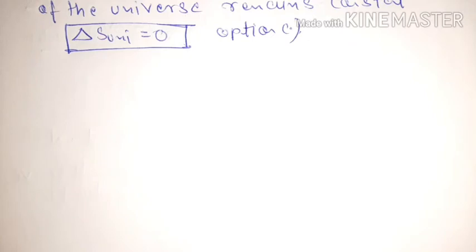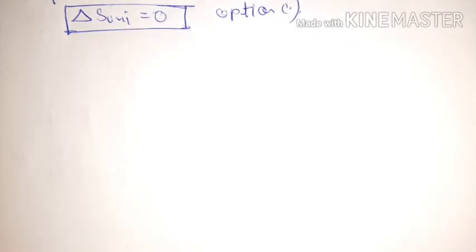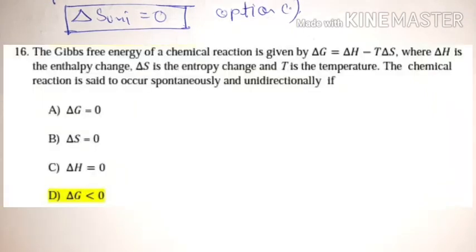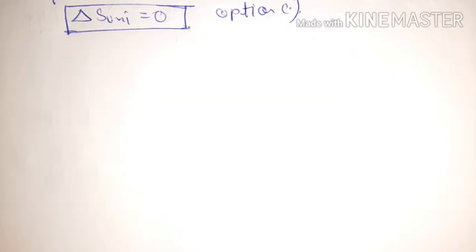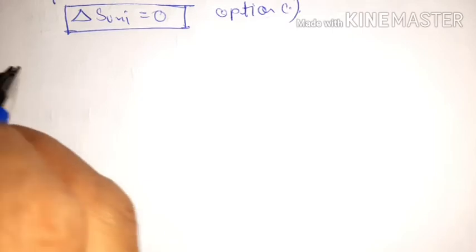Now we move towards our next question, and see, it says the Gibbs free energy of a chemical reaction is given by delta G equals delta H minus T delta S, where delta H is the enthalpy change, delta S is the entropy change, and T is the temperature. The chemical reaction is said to occur spontaneously and unidirectionally if, and we have four options, A, B, C or D. So friends, you must find the criteria of spontaneity in this question. As simple. Understood? So let's do the solution of this question.